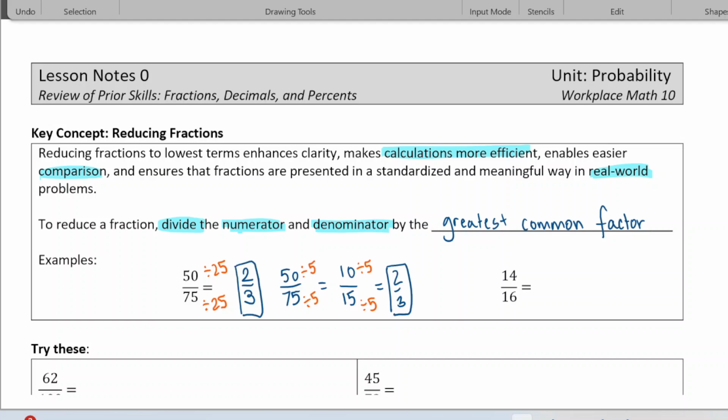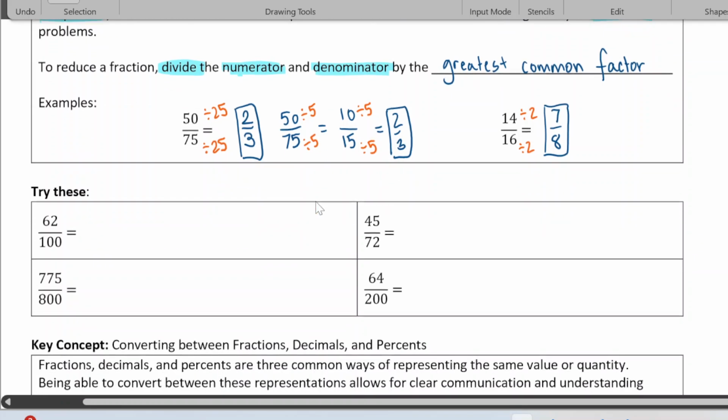Okay, 14 over 16, those are both even numbers. So let's divide by 2. And 7 over 8. There's nothing that can go into 7 and 8 evenly, so we're just going to leave it like that. All right, so why don't you pause the video here and try these next ones, and then you can come back and check.